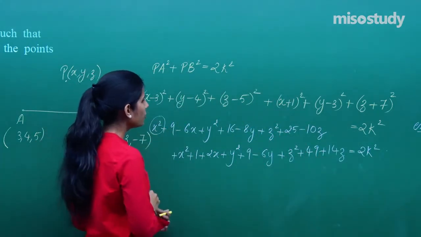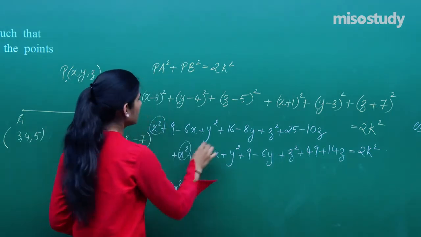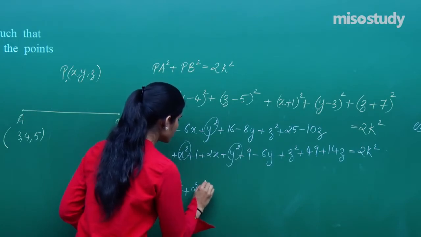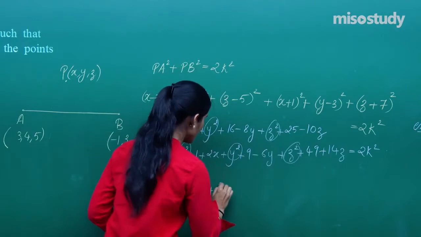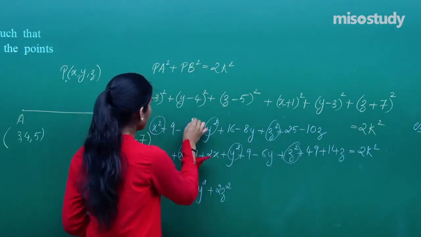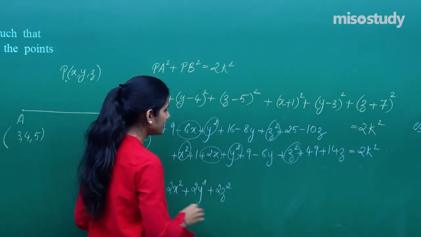So you have x square plus x square, 2x square, y square plus y square, 2y square. Then you have z square plus z square, 2z square. Then you have minus 6x plus 2x, which is minus 4x.